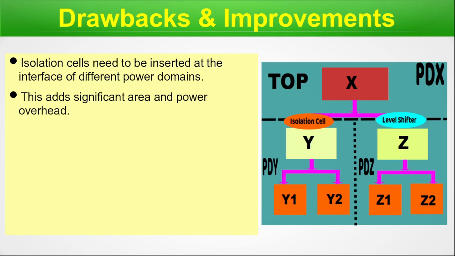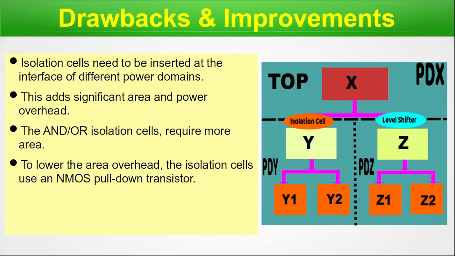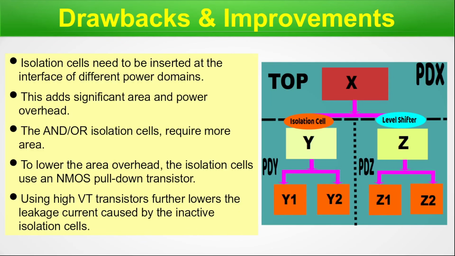This adds significant area and power overhead. The AND or OR isolation cells require more area. To lower the area overhead, the isolation cells use an NMOS pull-down transistor. Using a high VT transistor further lowers the leakage current caused by the inactive isolation cells. So here we deal with the power shortcomings of the isolation cell design with high VT transistors. So we are done with this particular slide. Let's move on to the next.